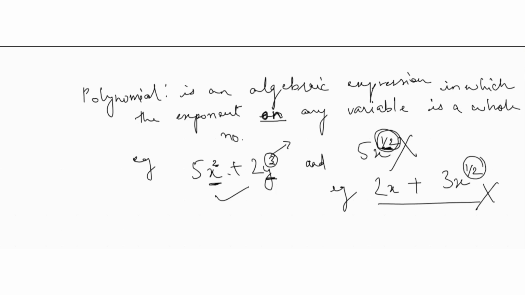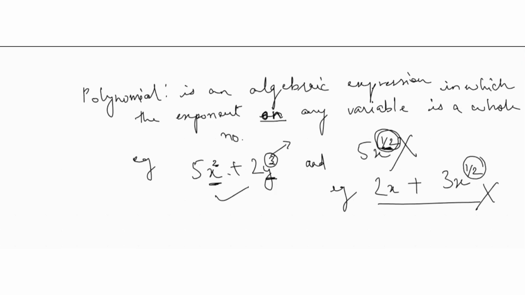Done? I'm just writing the last one. Okay. So now you understand the difference between an algebraic expression and a polynomial. A polynomial is an algebraic expression itself, but the only thing is that the exponent on any variable should be a whole number. Yep. Okay.